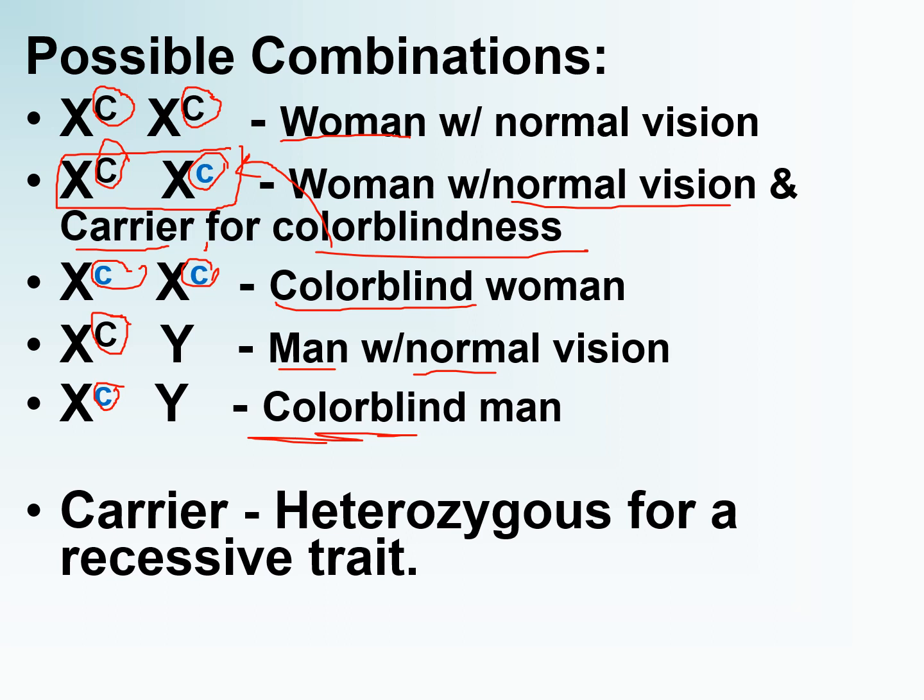Okay, so looking back here, a colorblind woman has to have the small c, the recessive allele, on both the X chromosomes. Where a guy, for him to be colorblind, he only has to receive one copy of the recessive allele. So this is the reason why there's more guys that will have color blindness than women.